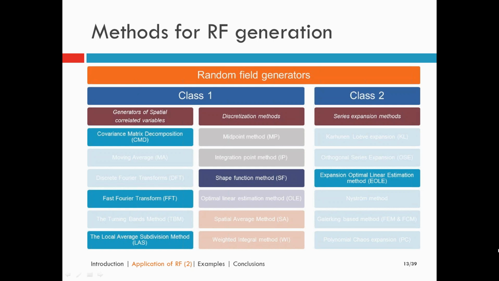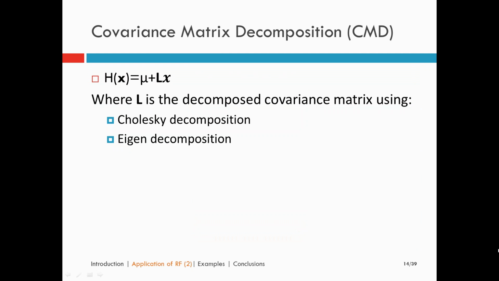These are the covariance matrix decomposition method, the fast Fourier transform method, and the local average subdivision method, and they are all combined with the shape function method, which is the method I've shown in the past slides where the linear interpolation is used. I also looked into a class 2 method, the expansion optimal linear estimation method, but in the end I dropped this method and only looked at the first three. And I will tell shortly something about those methods.